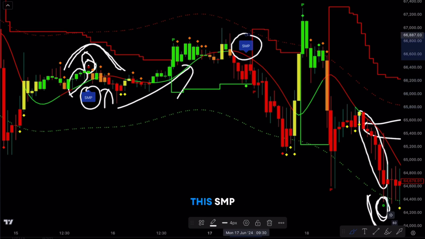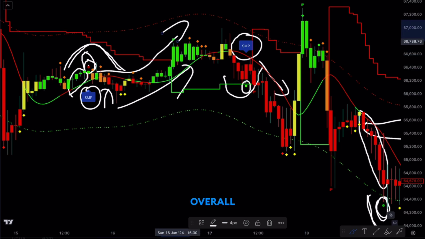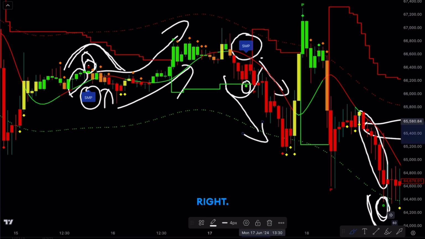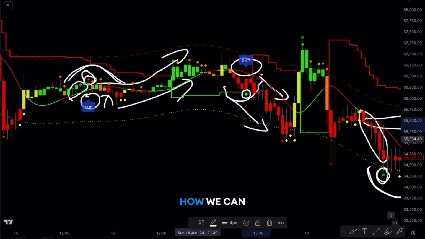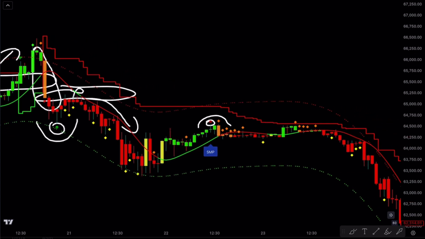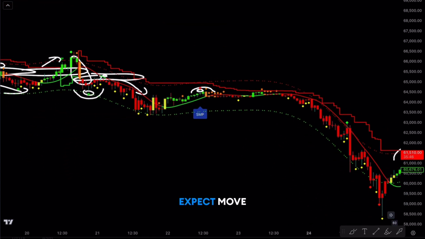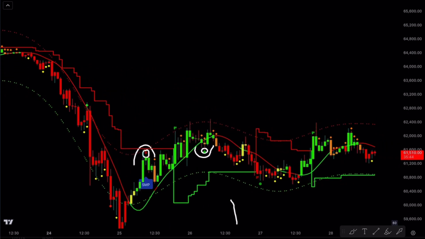So we have this SMP down, but we had the bullish reversal to the upside. So we saw a reversal here, but the overall pressure was downwards. The overall pressure was upwards here and the overall pressure was downwards, right? So this is how we can understand the market behavior, and we can expect a move upwards or downwards.